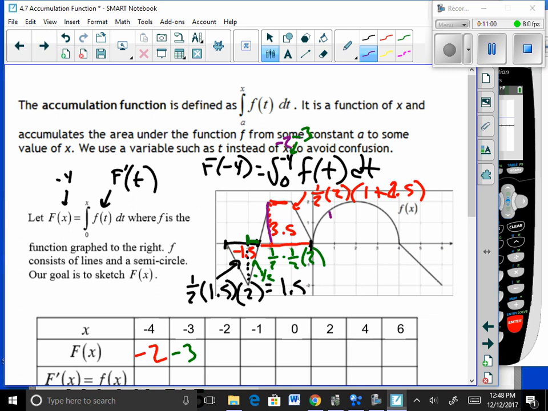So I'll have a half. The height is still 2. The top base is 1. The bottom base is now 2. The half times 2 is 1. 1 plus 2 is 3. So this part of the trapezoid is 3.